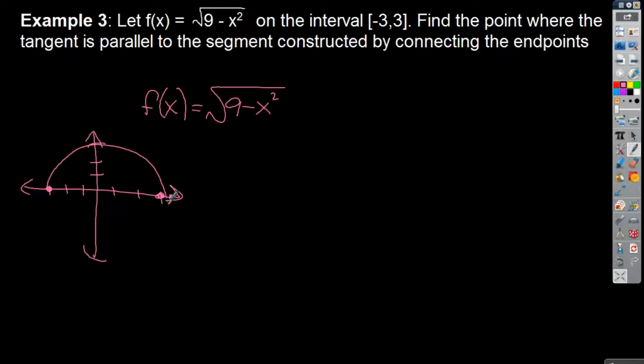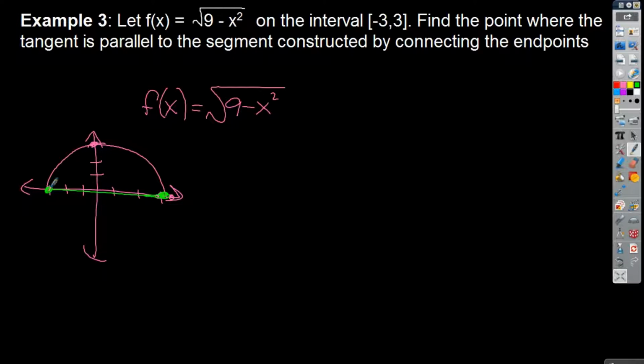And you could imagine that if I did 9 minus 0, I'd have the square root of 9, which is why I have this point here as 3. So I've got a graph that looks like this. You could probably just guess by looking at it where the point is that we have a tangent line that's parallel to connecting the endpoints. So connecting the endpoints is going to be right here.